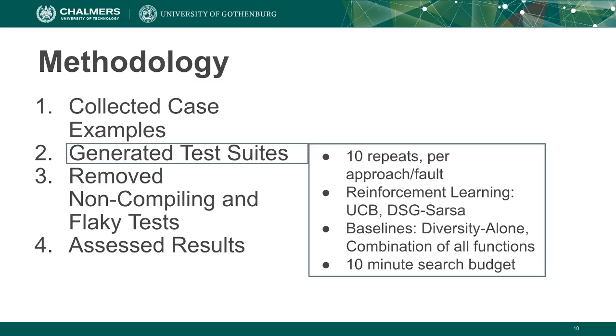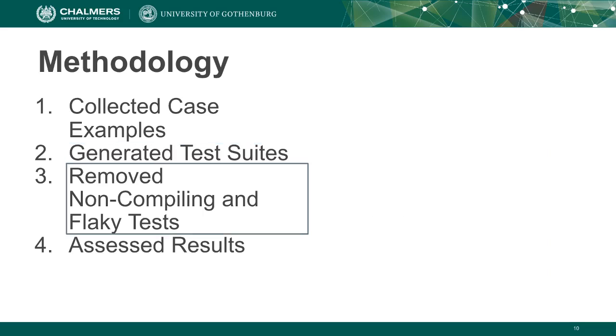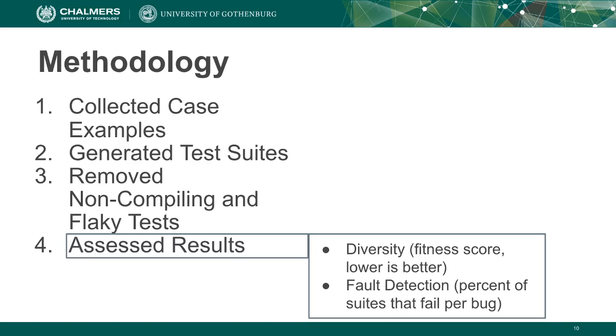The second is a combination of the 8 fitness functions that are used in this study. This represents a best guess at what would produce effective test suites, and would be considered a reasonable approach in the absence of a known informative fitness function. We generate using a search budget of 10 minutes per test suite. Afterwards, we remove any non-compiling or flaky test cases. On average, this is less than 1% of tests for each test suite. And finally, we assess our results by measuring the diversity of each test suite using the fitness score from that diversity score function, a score between 0 and 1, where lower scores are better.